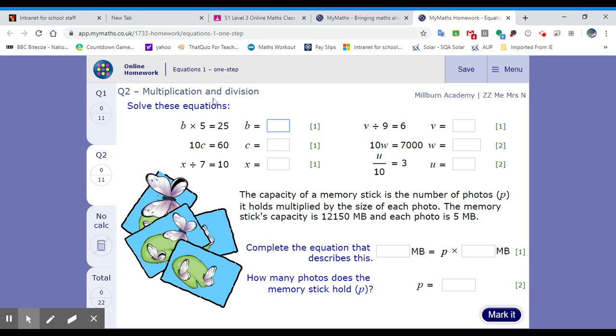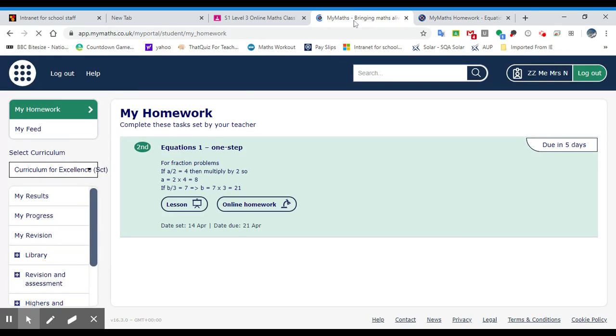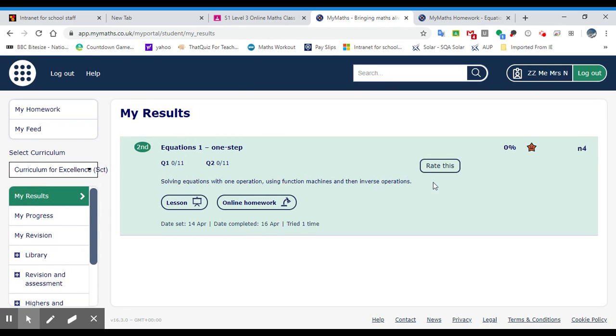Okay, I hope that helps. So that is where you should be once you've signed in, and you can log out or you can save that, I guess, to your bookmarks. My results, you'll see that I can rate it. It's told me I've got 0% because I didn't do well, did I? And then you can see that this will tell me that I've completed it as well.